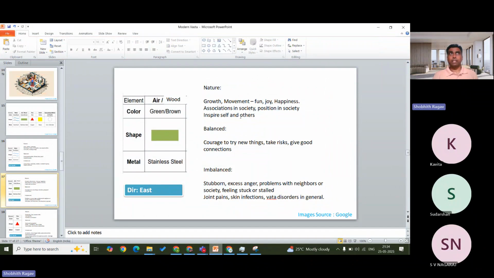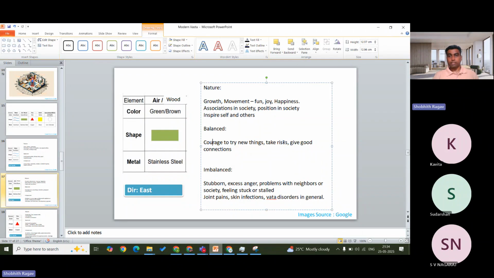If somebody is unable to interact with people, or has problems with neighbors, all these indicate the air element is imbalanced. In the balanced state, it gives you the courage to try new things and take risks, and gives good connections. Connections means generally associations with other people.